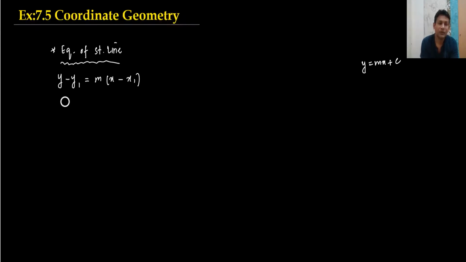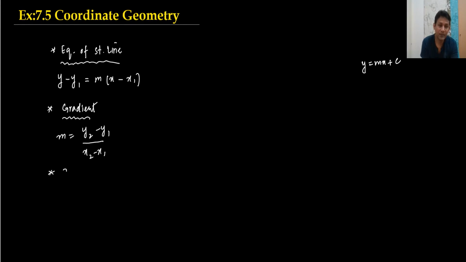Now what we need here is to find a gradient. The gradient is very important to find, and the gradient formula is fixed: m equals y2 minus y1 divided by x2 minus x1. We need this in this exercise. The most important part in 7.5 is the equation of parallel lines.